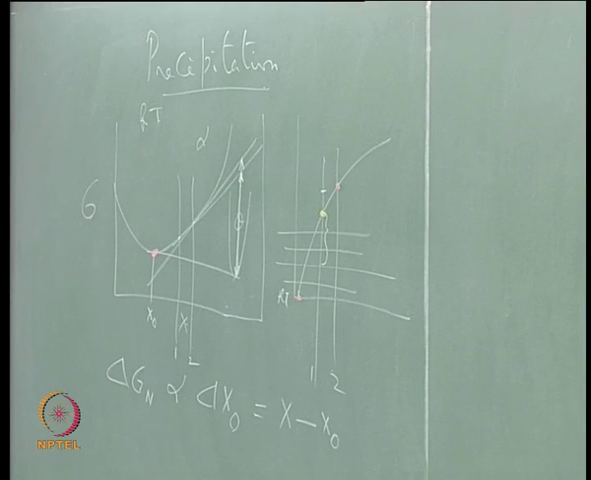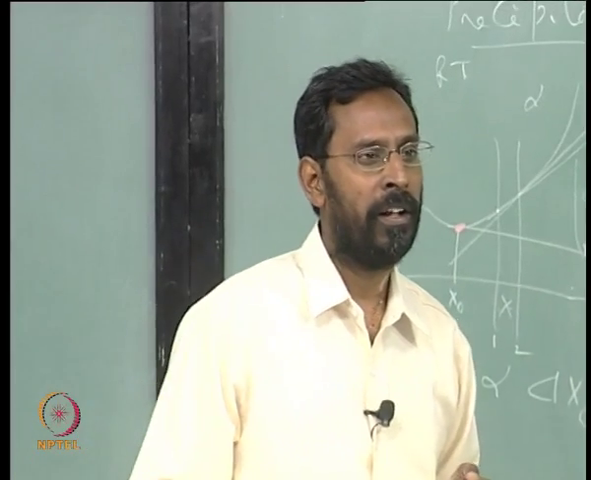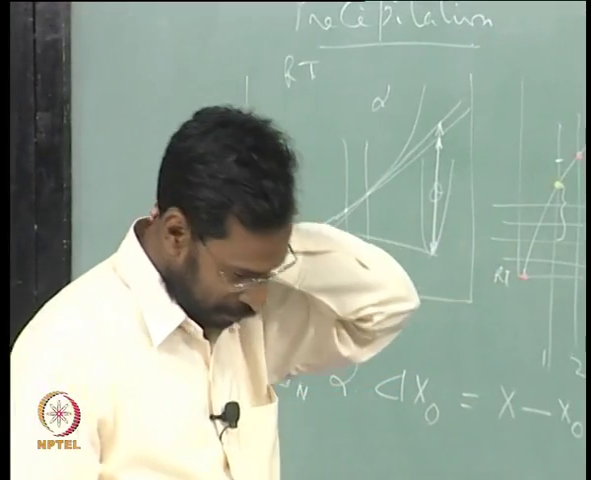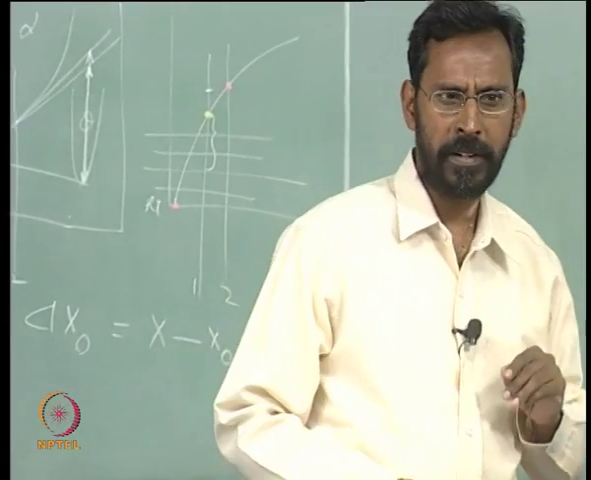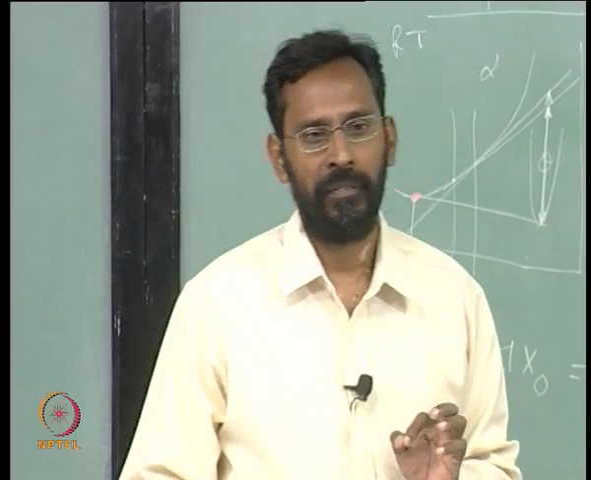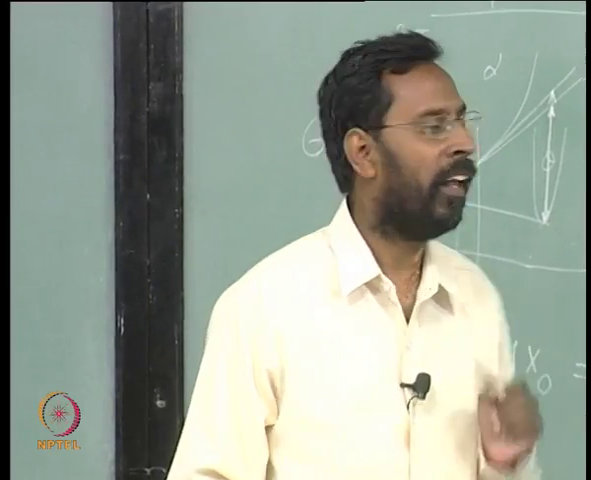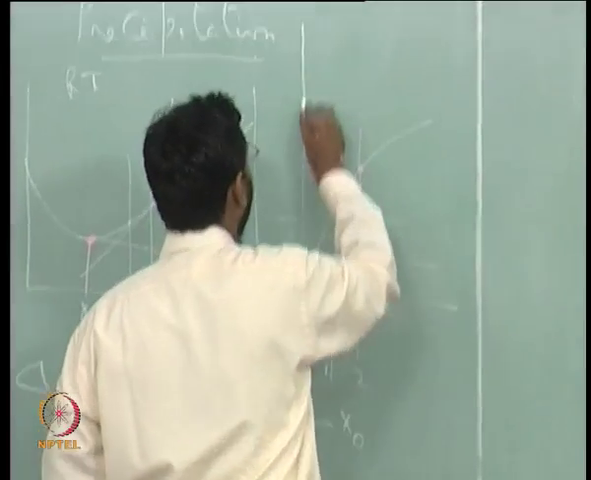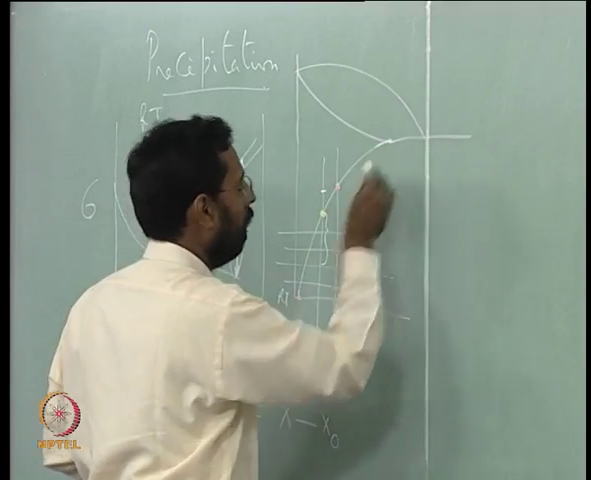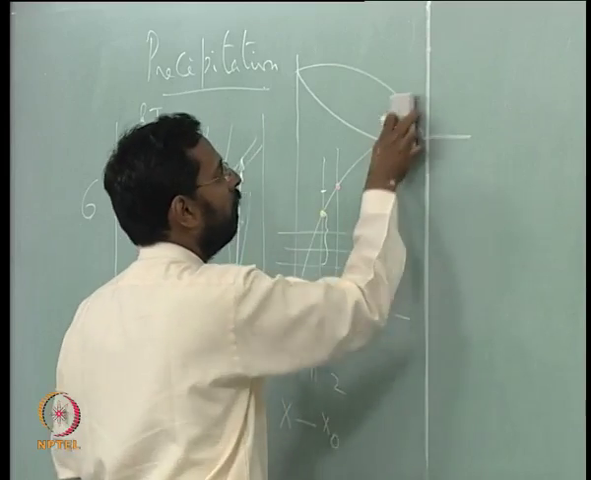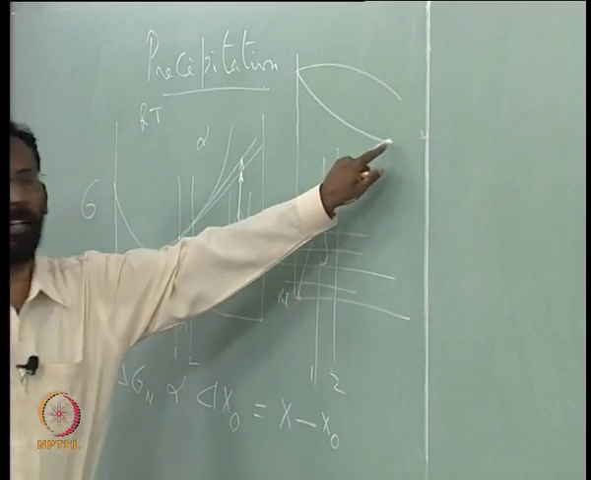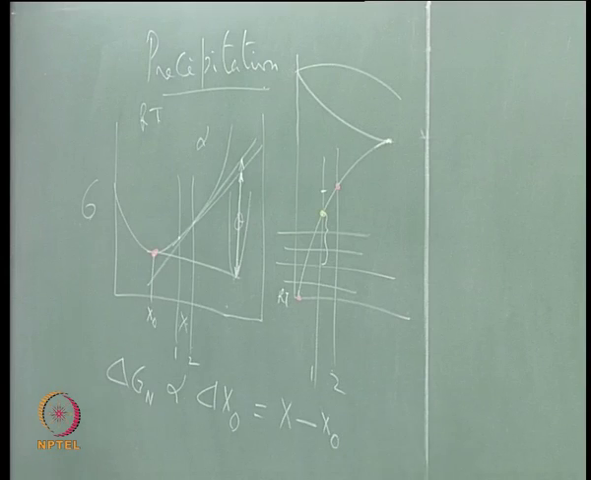You cannot choose any composition of your choice. Limited by what? It is decided by the maximum solubility of the solute in the alloy. That means if I extend this phase diagram somewhere here, let us not bother about what is on the other side, let us only look at this particular composition. This is what decides the limit to which I can go.